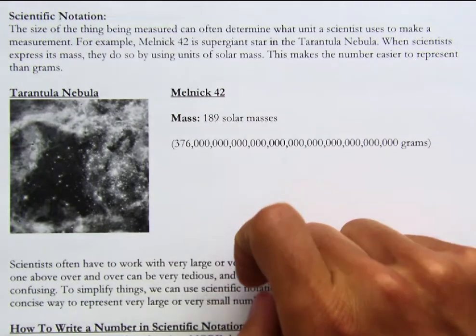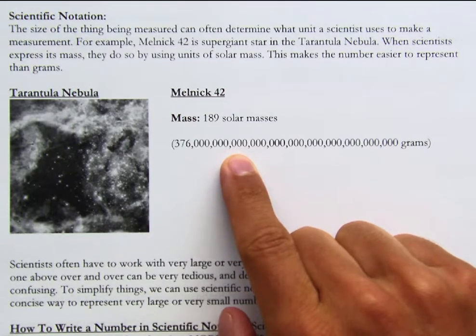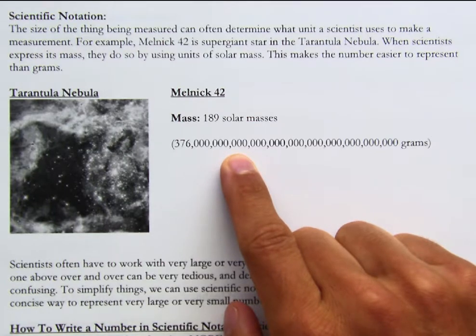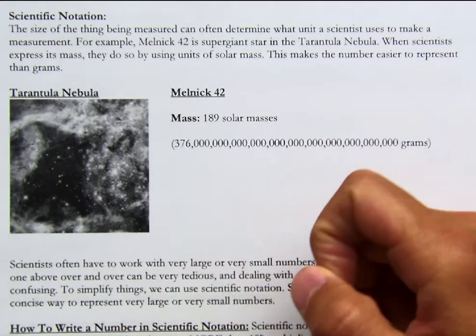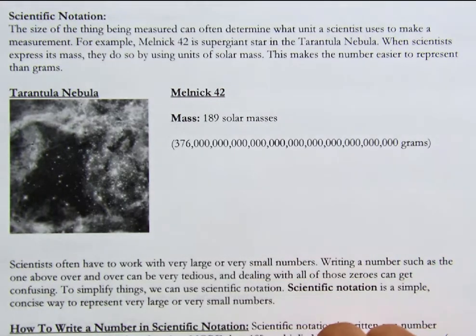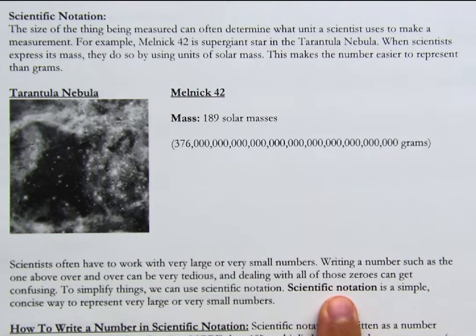Representing the mass of that star in grams would look like this. And you could imagine if you were writing a paper or you were doing calculations, writing this number over and over and multiplying by it or dividing by it or having it as part of an equation, that is going to be a real pain, and that's going to be pretty tedious, writing all these zeros out, right? So scientists have a shorthand, sort of convenient way of representing a very large number or a very small number, and that is what's called scientific notation. Okay, scientific notation is a convenient way of writing very big or very small numbers.